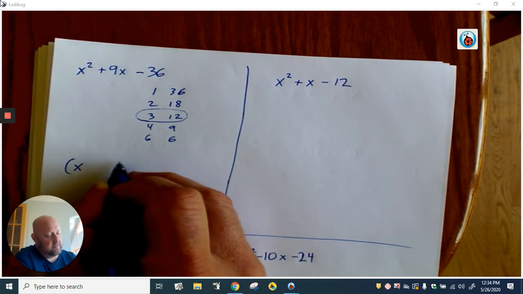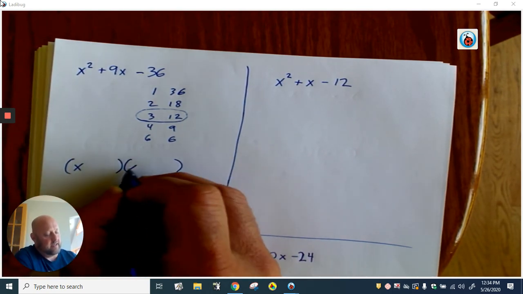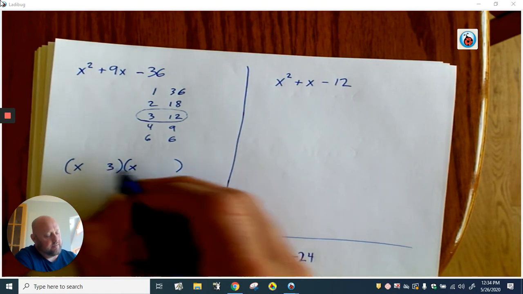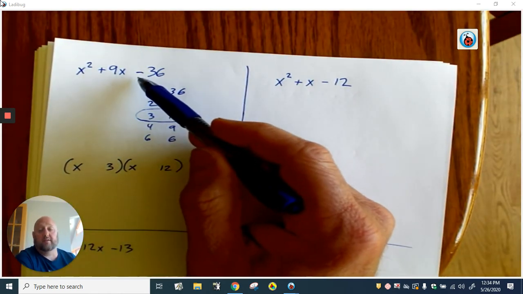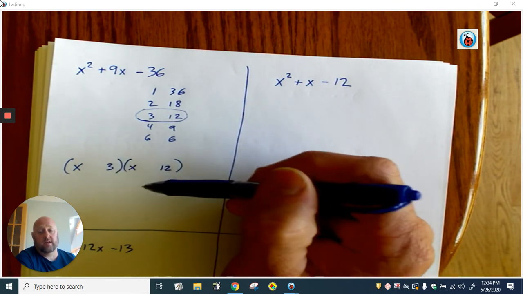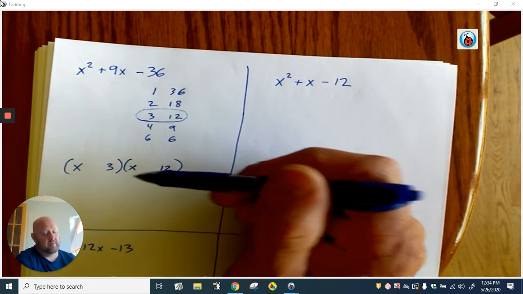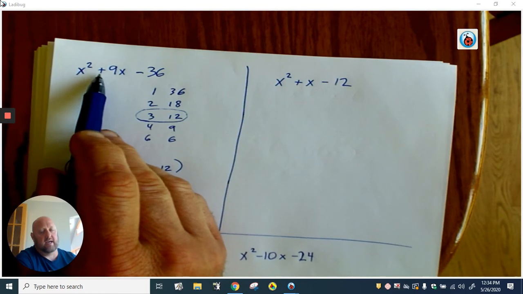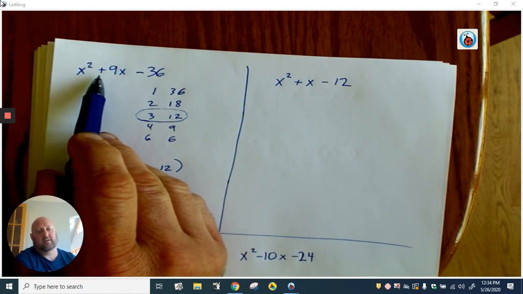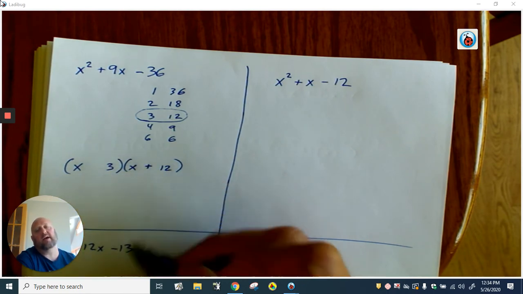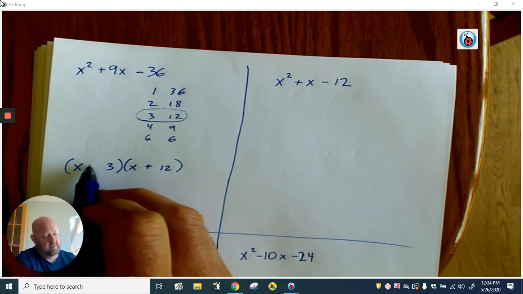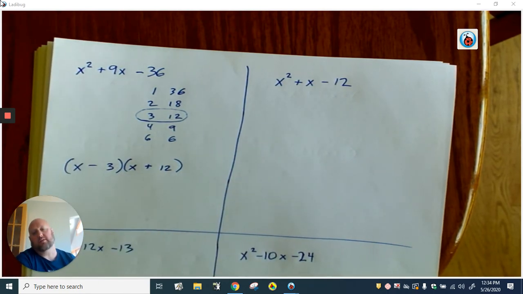So that tells me I have my x and my x. I know I have a 3 and a 12, right? My signs have to be different, so I need one positive and one negative. It does matter which one's positive and which one's negative. I have to end up with a positive 9. So that tells me the bigger number, the 12, has to be the positive number. So that would work. And again, I should be able to easily check this.